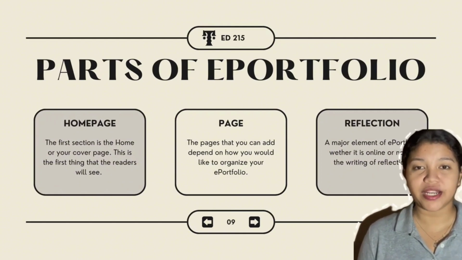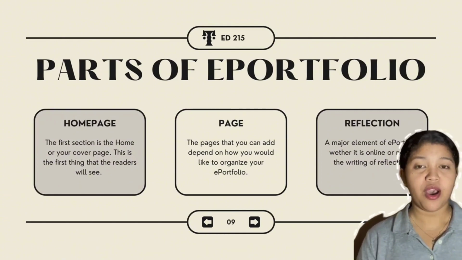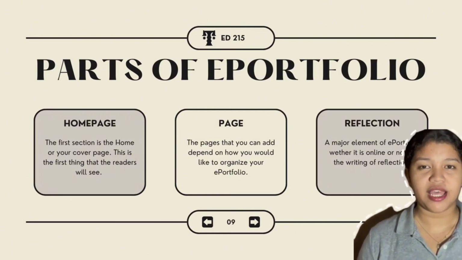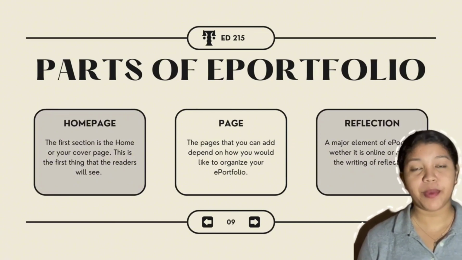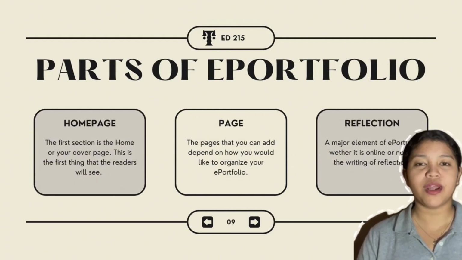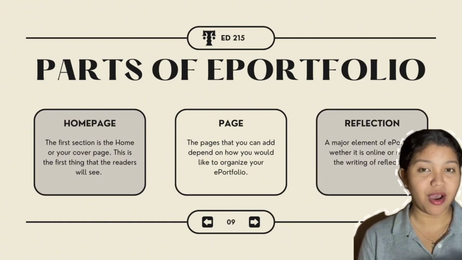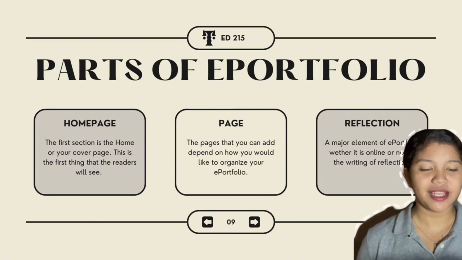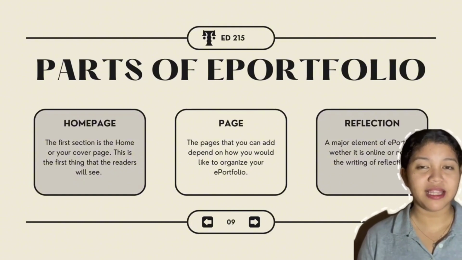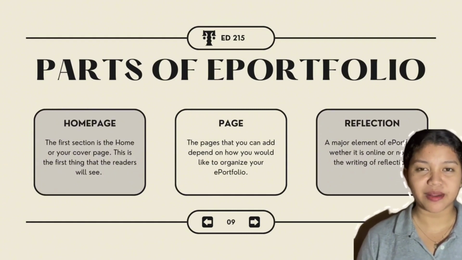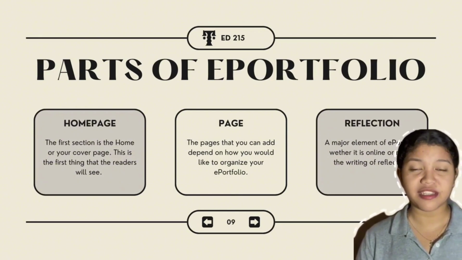So the first part is the home page. The home page is the first section. It is the home or your cover page. This is the first thing the readers will see. Just like what I said earlier, you should think of a catchy or interesting line so that the readers of your homepage will think, wow, this is interesting, I will read it, and they won't ignore it. What if your introduction is boring, so basic? Then they will no longer want to read it, right?